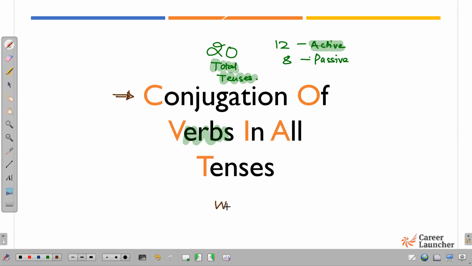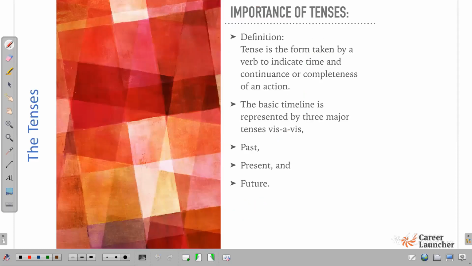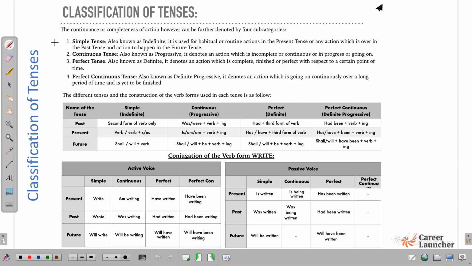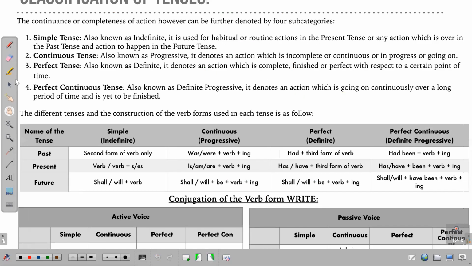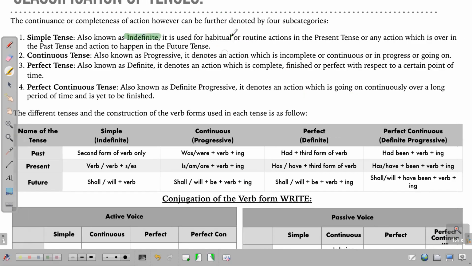I've picked up the verb write, and we will do the conjugation on all the verb forms in all the tenses, active separately and then passive separately, of the word write. I'm sure that schools have guided you towards this. This is what we have learned in schools: what does the simple tense do? It denotes an indefinite course of action, and it's used for habitual or routine actions in the present tense or any other tense, in the past or the future, but they do not put a definite reference point. That's why it's called an indefinite tense.